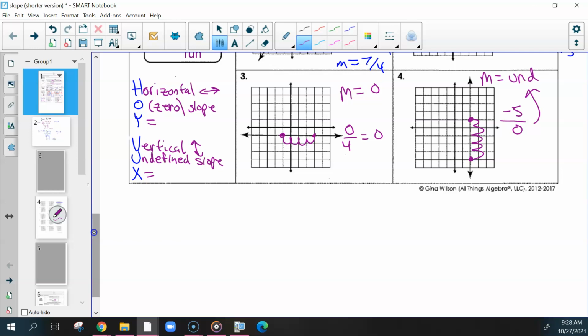Okay. On the next page are a bunch of graphs that I want you to find the slopes for, as many as you can in the next six-ish minutes. And then we'll go over however many you got done. So in the next six-ish minutes, get as many of those slopes done as possible.